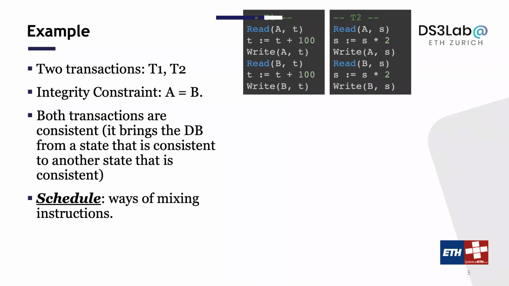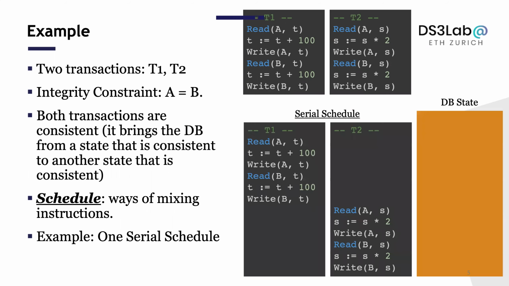And what is a schedule? We keep using this word. A schedule is defined as follows: when I run these two transactions, I can mix the execution of their instructions. I can run the first instruction from T1, then the second instruction from T2, and so on. A schedule is simply one way of mixing those instructions.